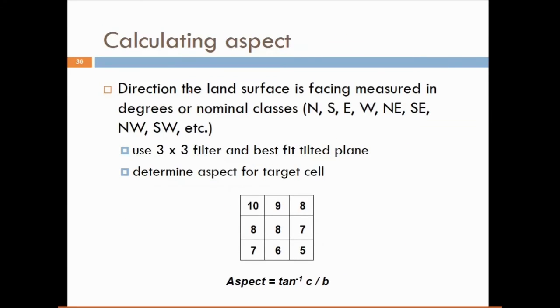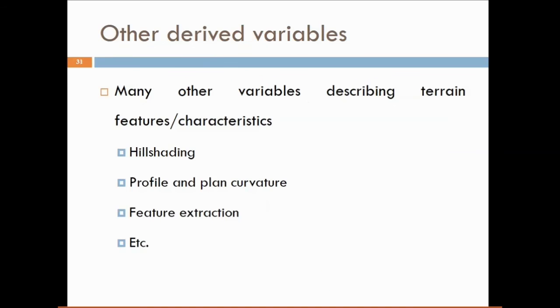If we want to calculate the aspect, the direction the land surface is facing, it is measured in degrees or nominal classes like north, south, east and other directions. We again use a 3x3 filter and a best fit tilted plane. The aspect of our target cell is computed by the tan inverse of c by b.